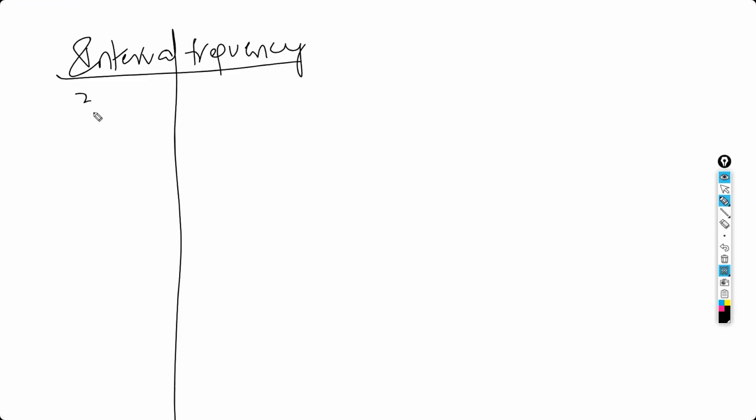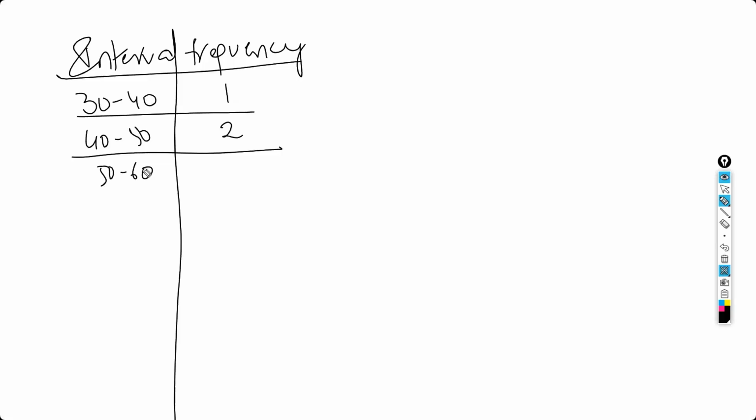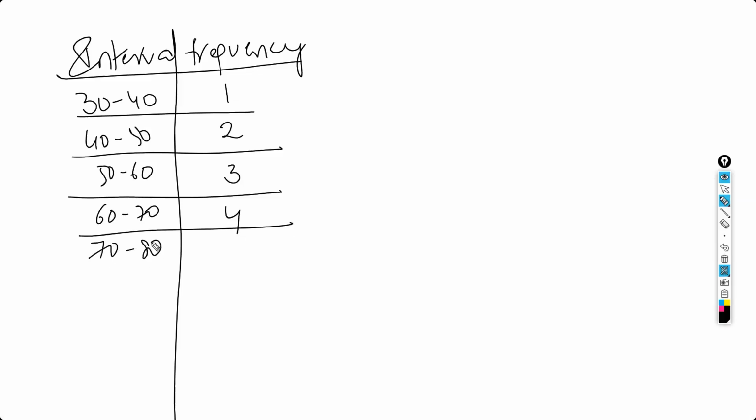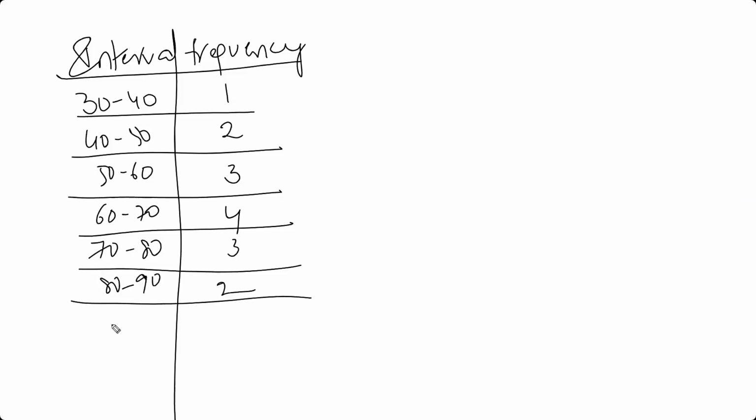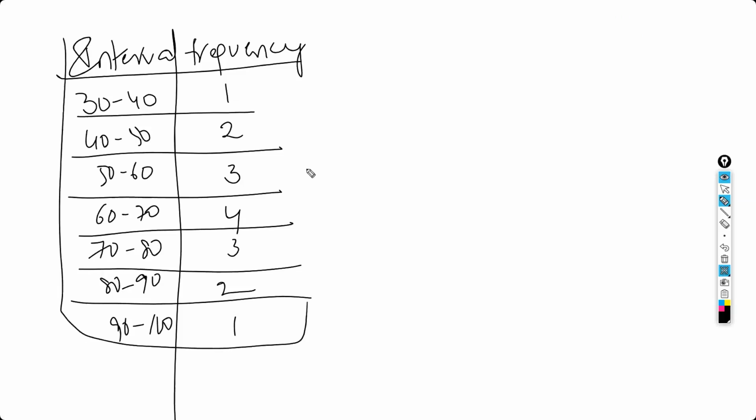First, interval of 30 to 40. How many records are there? One record. 40 to 50, how many records are there? 50 to 60, how many records? 60 to 70, 70 to 80, 80 to 90, 90 to 100. And this is called as what? Frequency table.